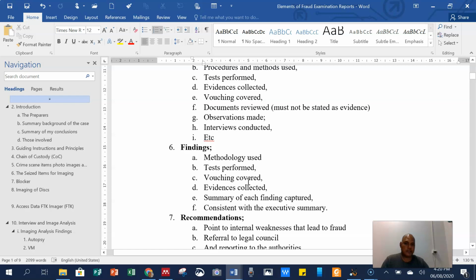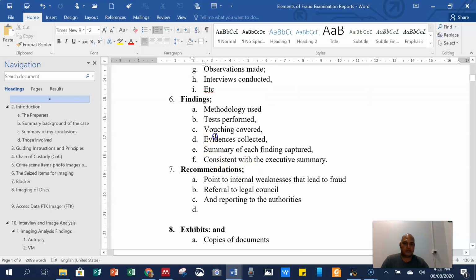And vouching, I think it is very important to reiterate the detail of your vouching because that's where the foundation of your findings will come from. So in terms of C, it's referring to the evidence collected, and this evidence is important because it's supported by what has been done in the vouching, and so they should capture the summary of each finding of what you did for different sections of evidences and different sections of vouching that has taken place.